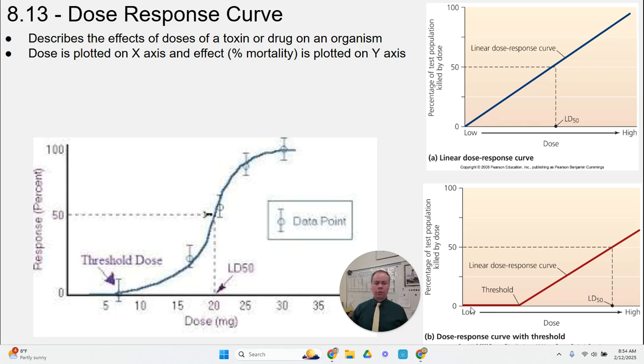Other times we see a threshold dosage. That's like this graph on the left and this graph in the lower right: for some dosage of this chemical or toxin, there's no effect. Organisms don't die until you reach this threshold level, and then the response starts. The threshold dose here is about 6. The threshold dose here is about here. It's not numbered. But those are two different common shapes of dose-response graphs that we often see.